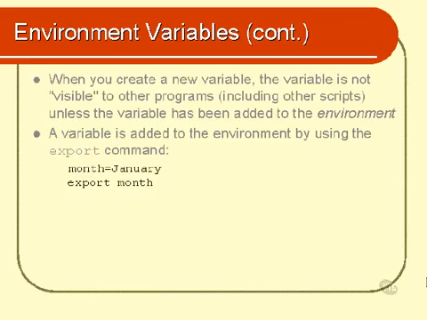If you put those two lines into a shell script and you run that shell script in the normal way, not using the dot operator, the variable called month will be added to the environment of the shell script that is running, but it will not be added to the login shell environment, which means that any subsequent shell scripts that you run will not know of the existence of the month variable.